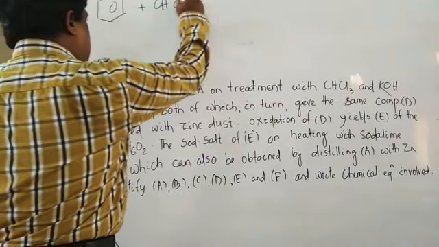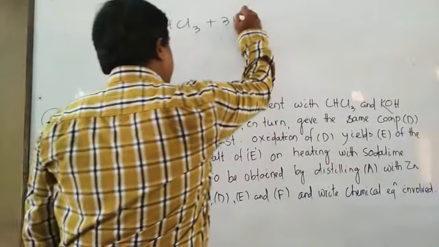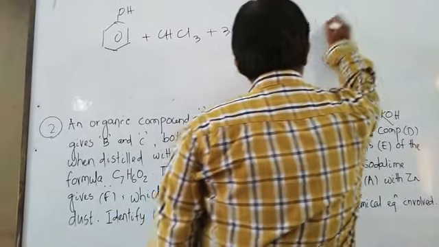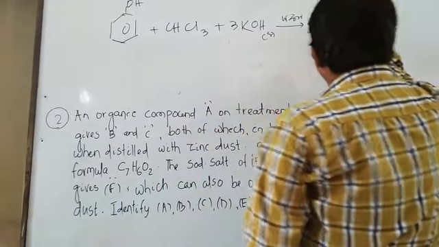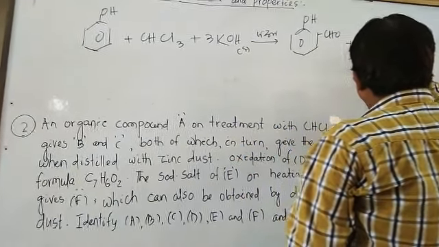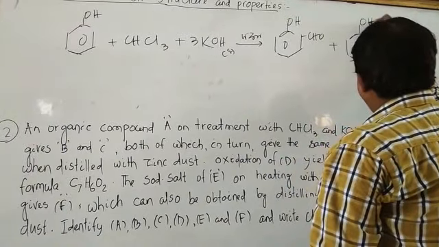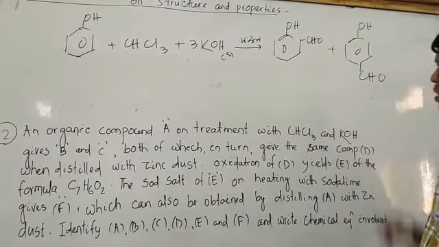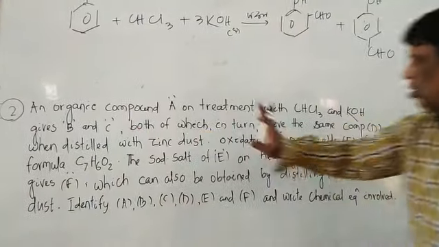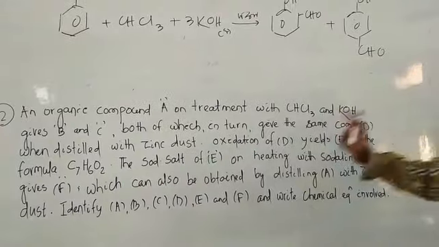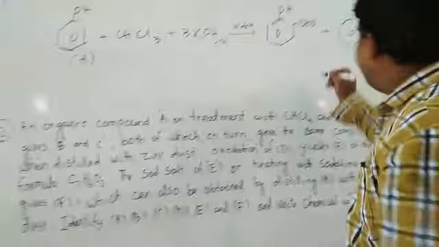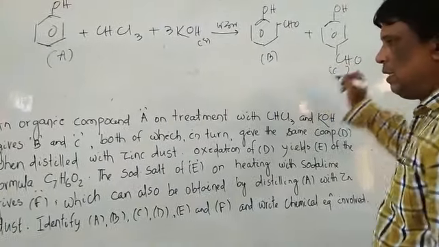In the Reimer-Tiemann reaction, phenol reacts with chloroform in presence of aqueous alkali, and a mixture of o-hydroxybenzaldehyde and p-hydroxybenzaldehyde is formed. Come to the question. Organic compound A reacts with chloroform and KOH, giving B and C. So if we select it, A is phenol, then B, then C.